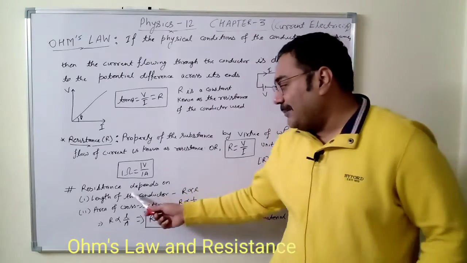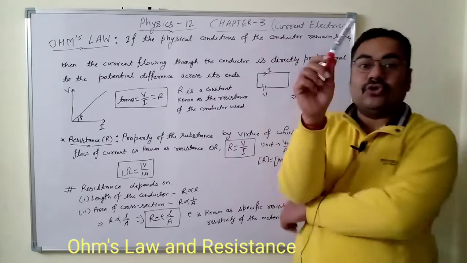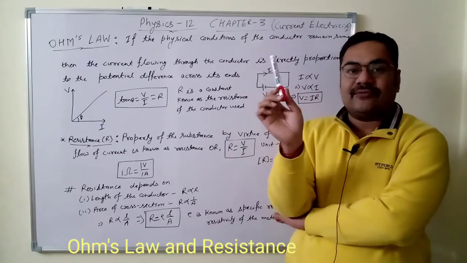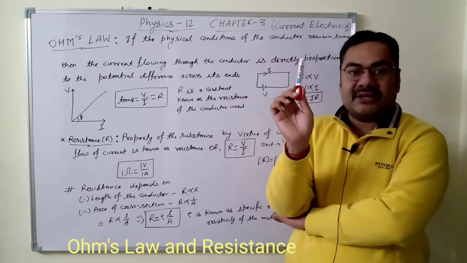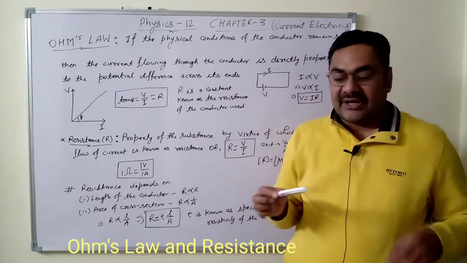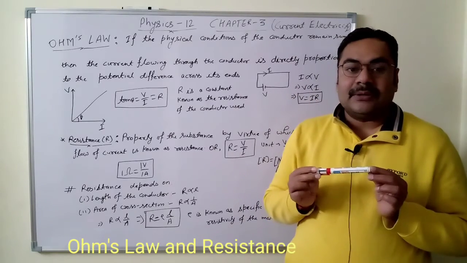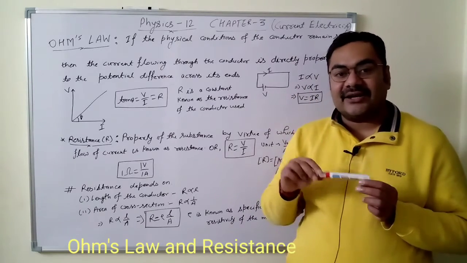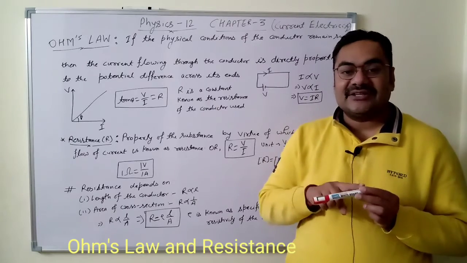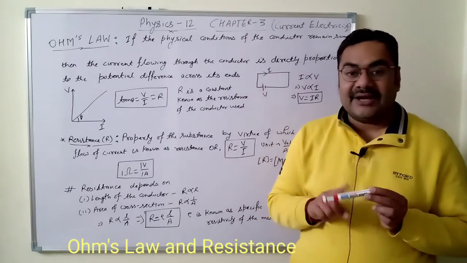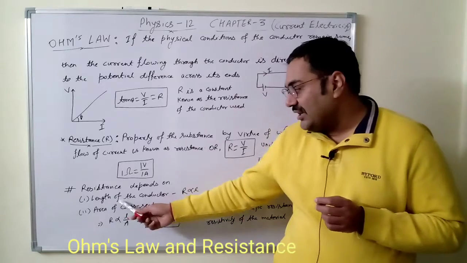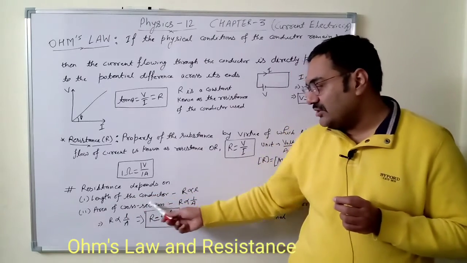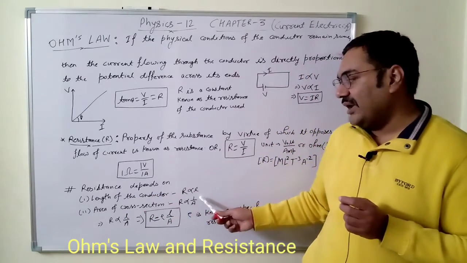So resistance depends on... Resistance is not a constant for a given material. Resistance depends on the length of the material. Greater the length, greater the resistance. It means resistance directly varies with length. So number 1, length of the conductor. Resistance depends on length of the conductor. R is proportional to L.